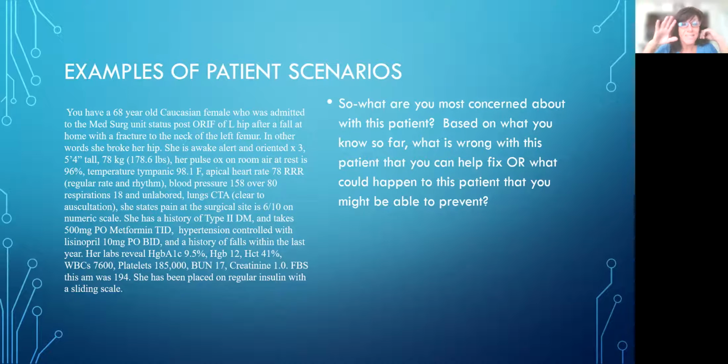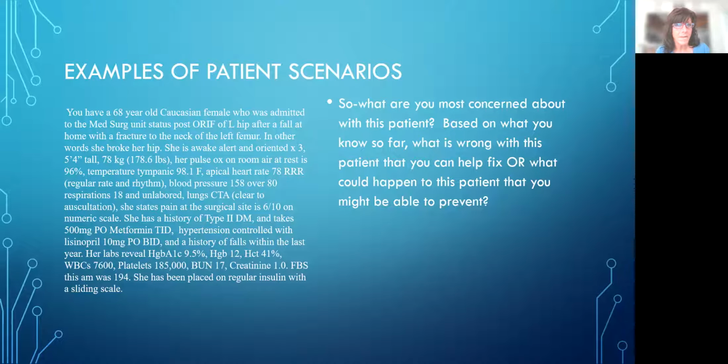You have a 68-year-old Caucasian female who was admitted to the med-surg unit, status post an ORIF, open reduction internal fixation, of the left hip after a fall at home. And when we say hip, we're talking about a fracture to the neck of the left femur. So she broke her hip. She's A&O times 3, awake, alert and oriented times 3. So in other words, she knows where she is, when it is, and who she is. She's 5'4" tall. She weighs 78 kilos, which is about 178.6 pounds. I'm going to stop. Is anything a problem here?